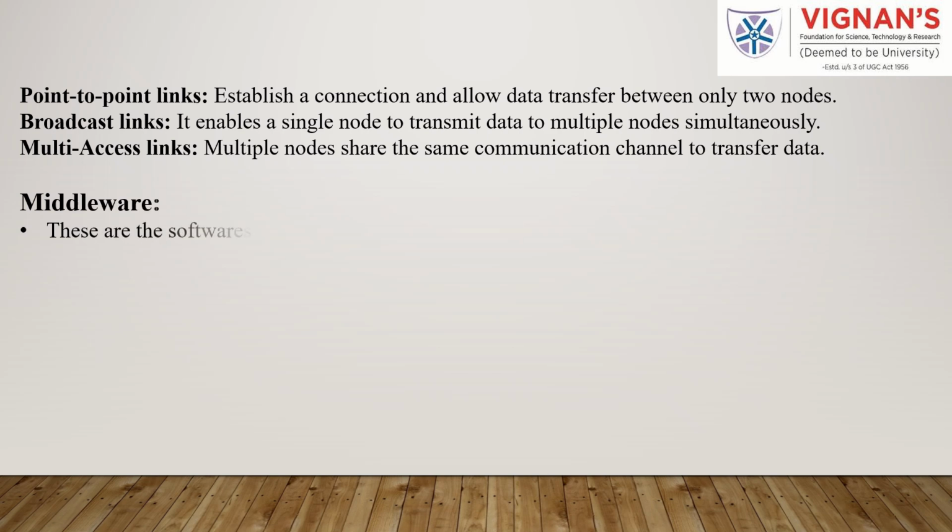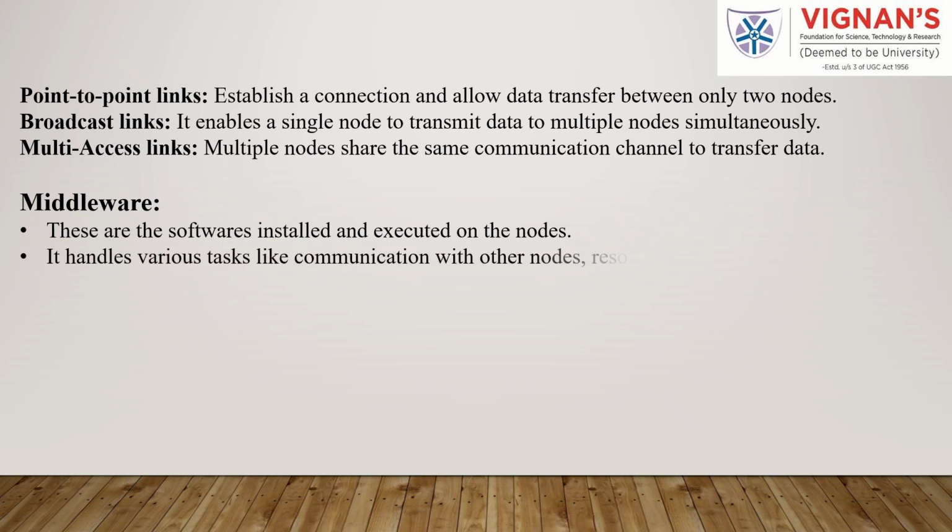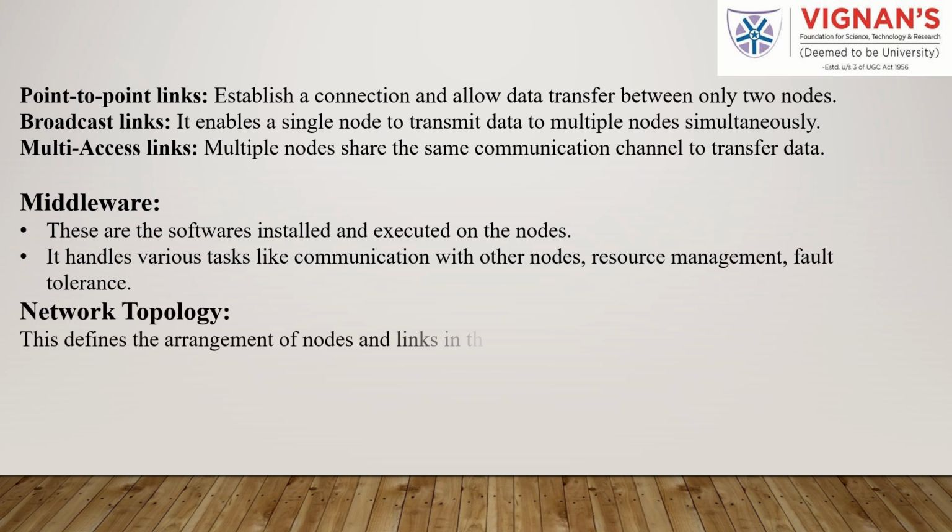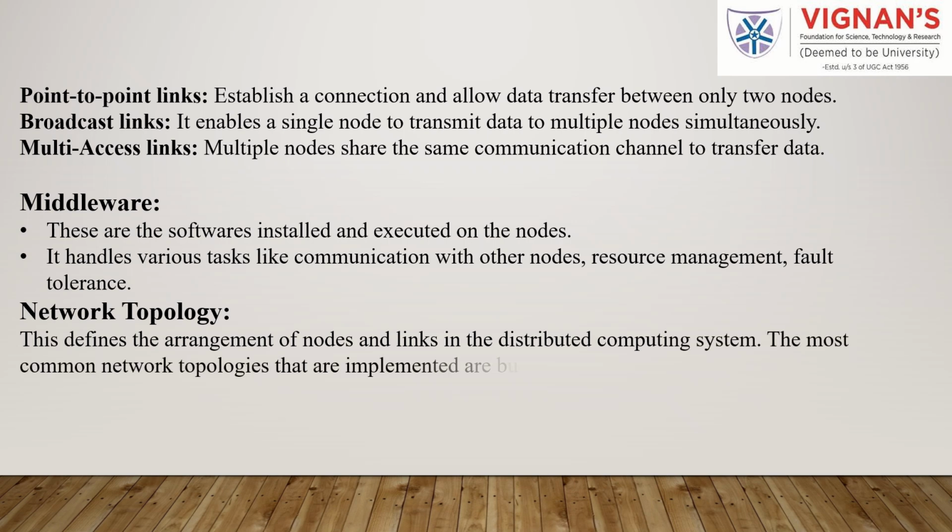Middleware. These are the softwares installed and executed on the nodes. It handles various tasks like communication with other nodes, resource management, fault tolerance. Network topology. This defines the arrangement of nodes and links in the distributed computing system. The most common network topologies that are implemented are bus, star, mesh, ring or hybrid.